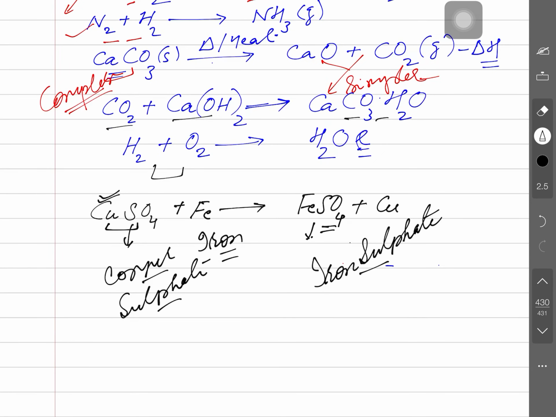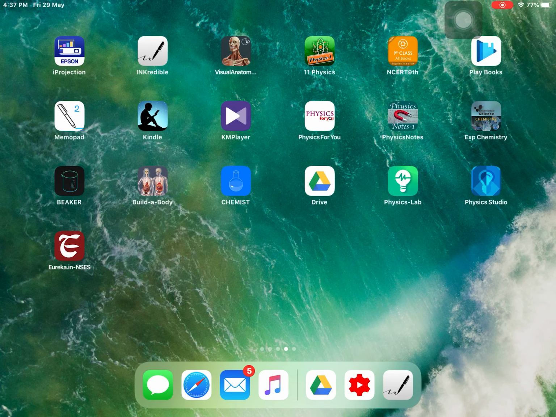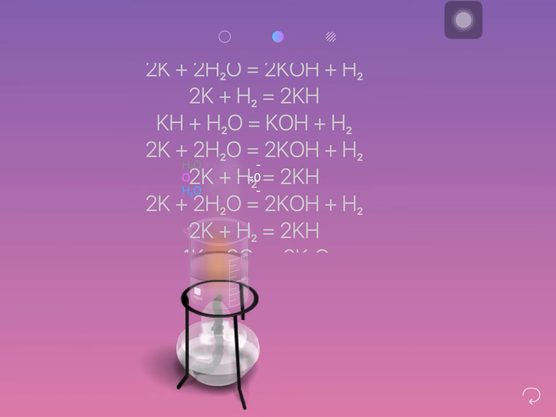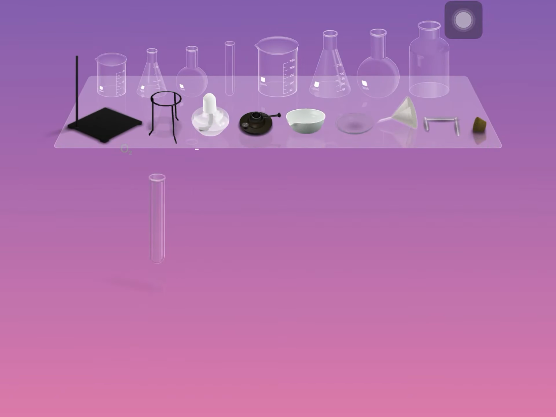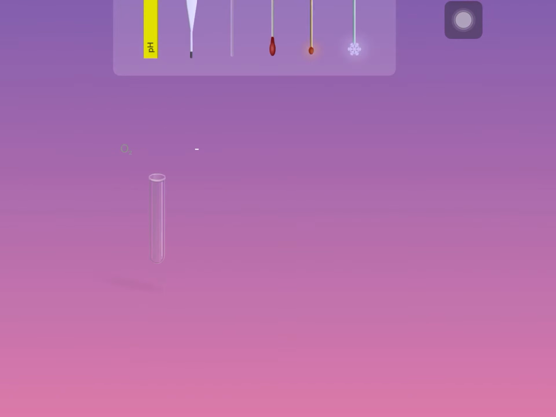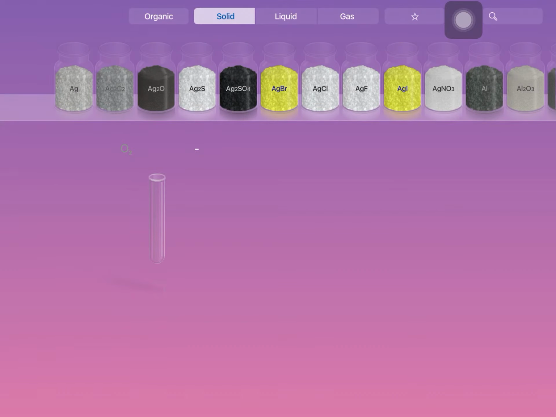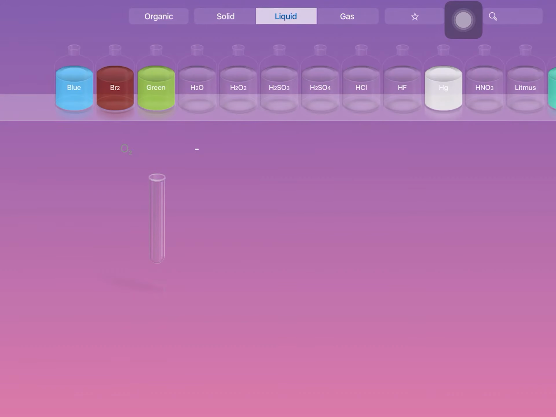What will happen here? This reaction can be seen in our virtual lab. You could see how this happens. We are taking copper sulfate here. Is that clear? So first we will take a test tube, and we take the solution, copper sulfate. This is a liquid solution, blue in color.